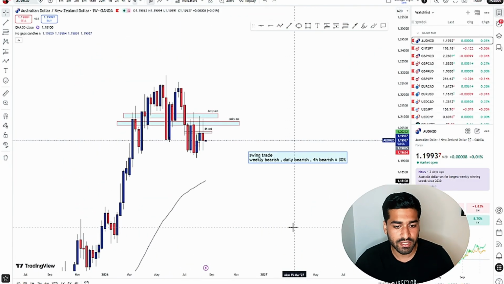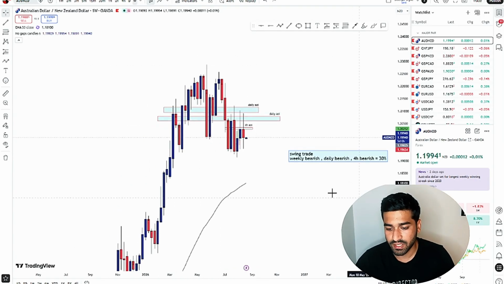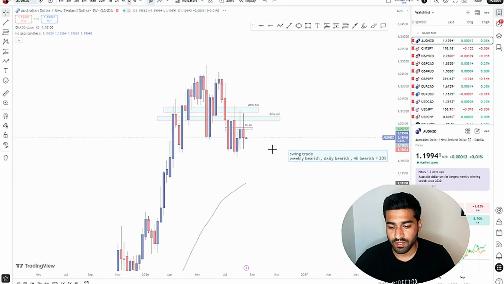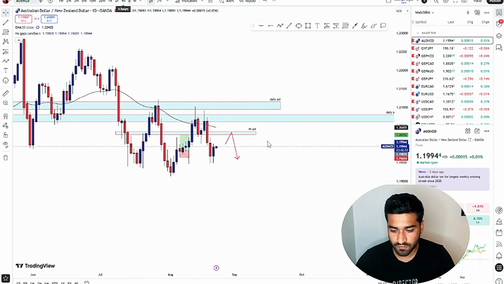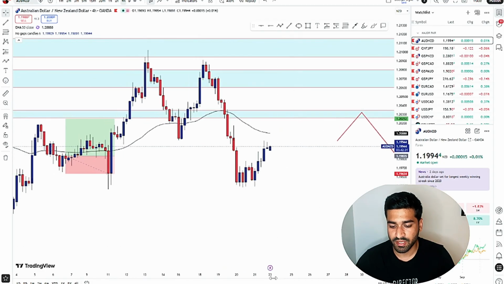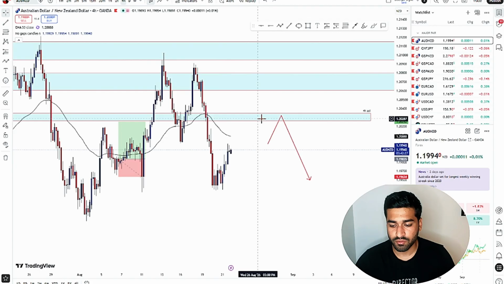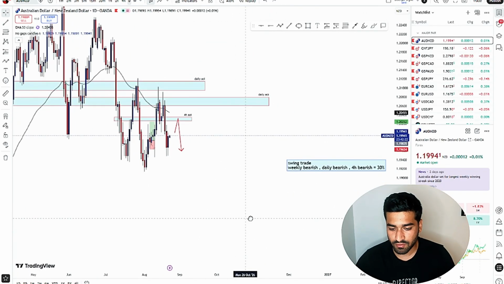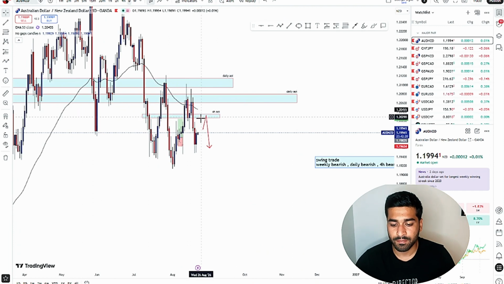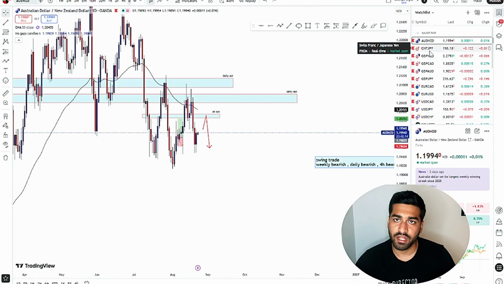So the first one is AUD NZD. If I go to the weekly, again the weekly is bearish. If I go to the daily, it is bearish also. And if I go to the 4 hour, the 4 hour is already bearish. So what I'm going to do, I will just wait for the 4 hour to come to this 4 hour area of interest, and after that I will look for some kind of rejection candlestick in the daily, and I will be involved in the trade. So yeah, this is for AUD NZD.